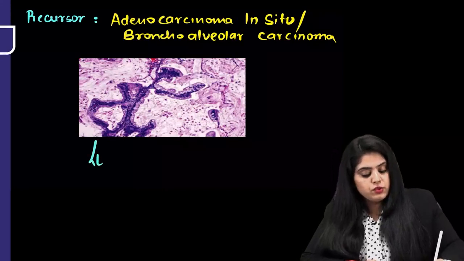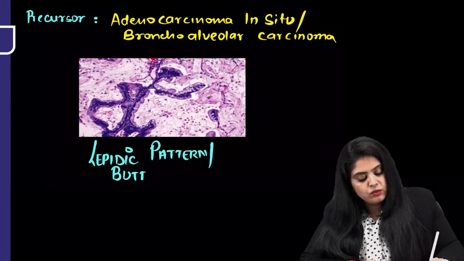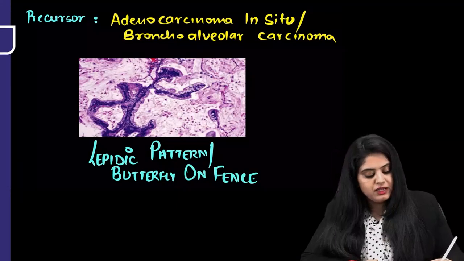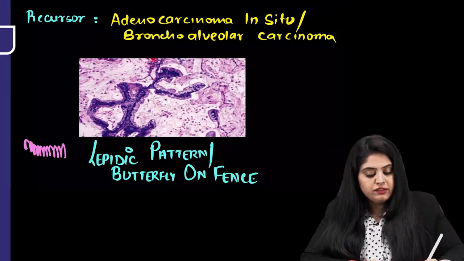And you know what it shows you? It shows you the lepidic pattern, also known as the butterfly on fence appearance. So have a look at this. What is butterfly on fence? All the butterflies are sitting in one place. You can see all the cancer cells are sitting in one place.